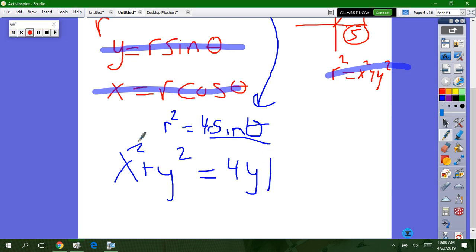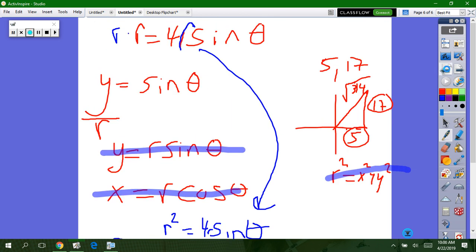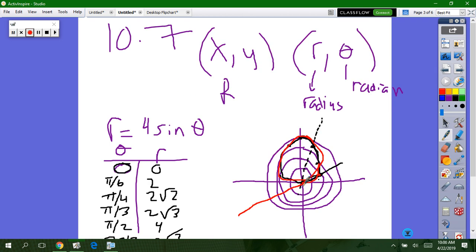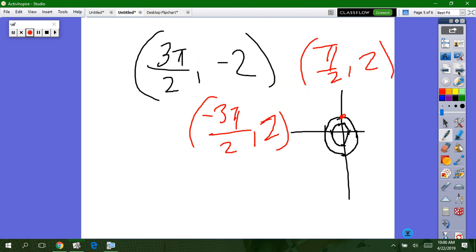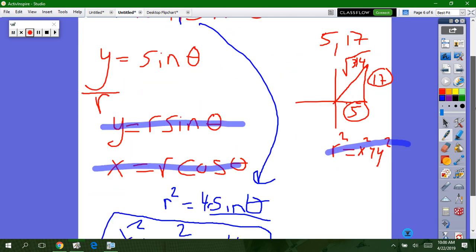Anyway, now really quickly. Sorry, I know I get off topic and then make you come back, but you guys saw the graph that we graphed here. It was three back. It was a circle, just shifted up. Could you guys agree with that? Okay, I'm going to show you, because we did this equation right here. That 4 sine theta was this equation right here.